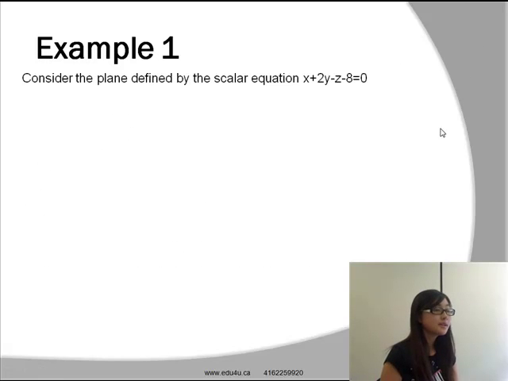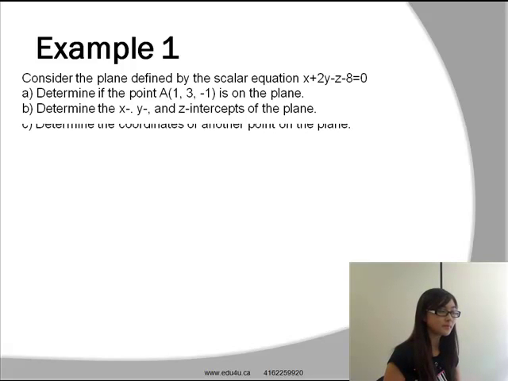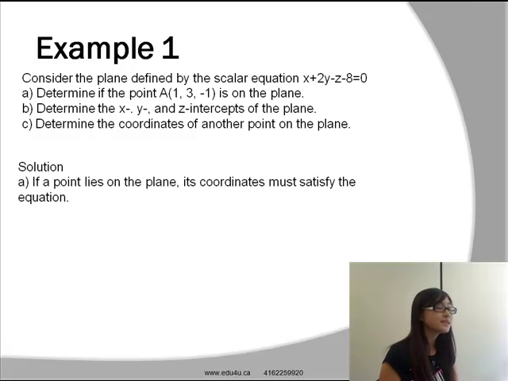Let's take a look at example 1 from the learning resources. Consider the plane defined by the scalar equation x plus 2y minus z minus 8 equals 0. Determine if the point A, which is (1, 3, -1), is on the plane. Determine the x, y, and z intercepts of the plane. Determine the coordinates of another point on the plane.